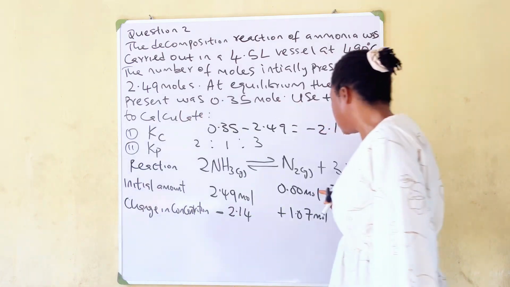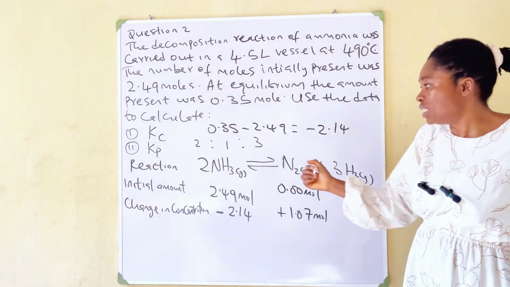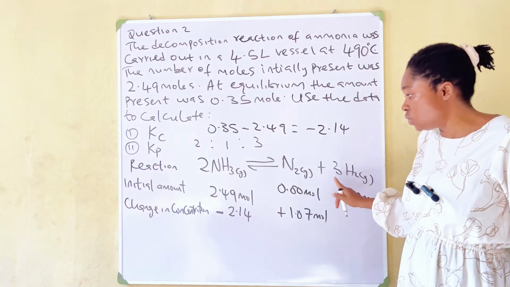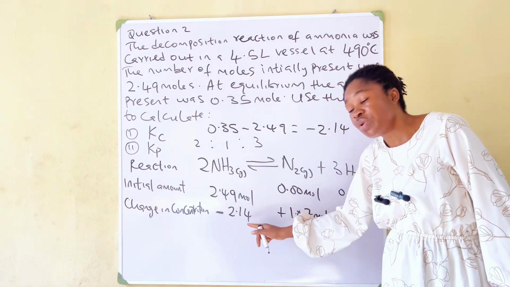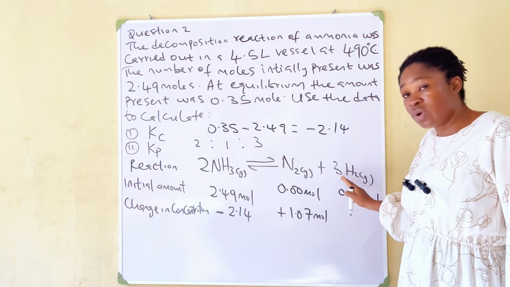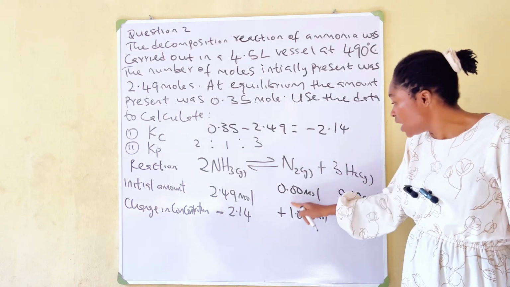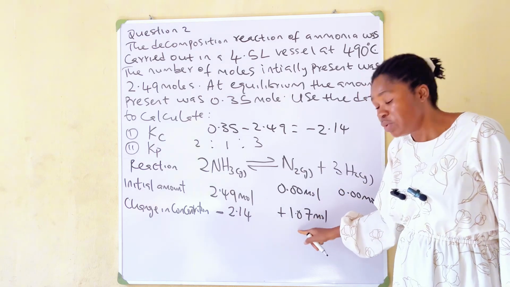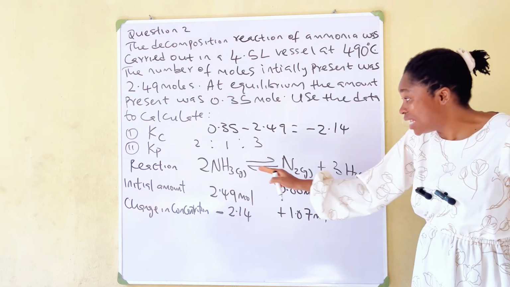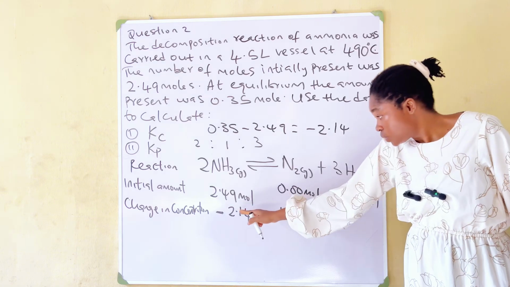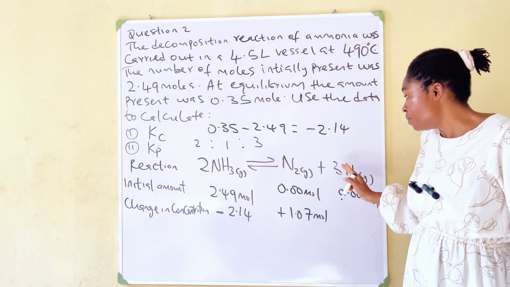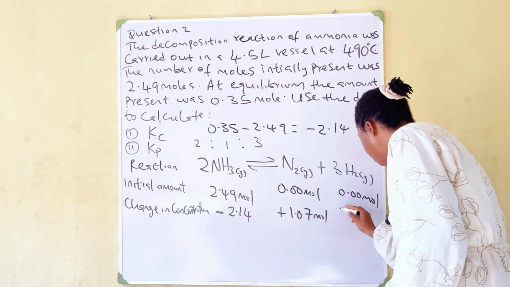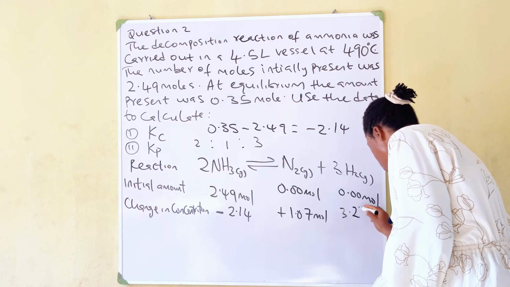So this one is 3 moles. How do I get for this? 2 moles of ammonia produce 3 moles of this. So therefore 2.14 will give you the one for hydrogen. Or simply, since I know the value for 1 mole, if I take 3 times this value, it will give you this one. Or if you do 2.14 times 3 divided by 2, it will give you the same answer. So what I have here is 3.21 mole.